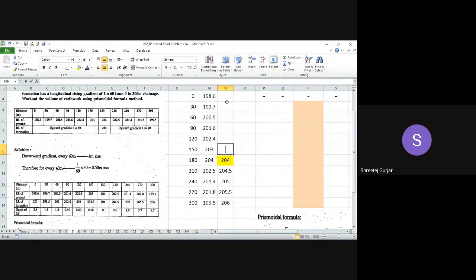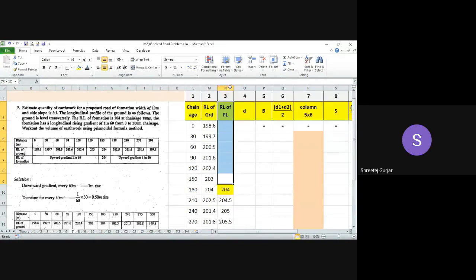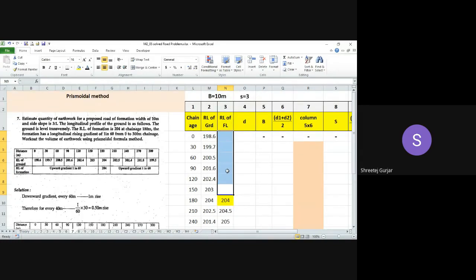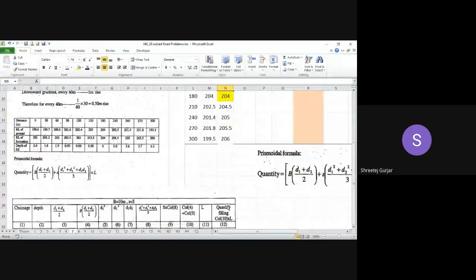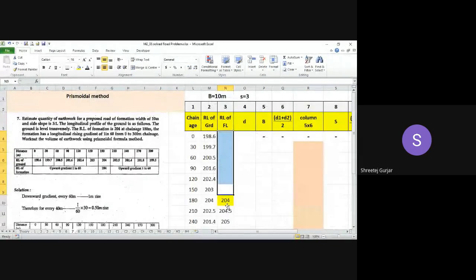Now what about this side? How do I calculate these RLs? Throughout it is a rising gradient. By subtracting 0.5, 100% correct. So 204 minus 0.5 to calculate all these RLs.